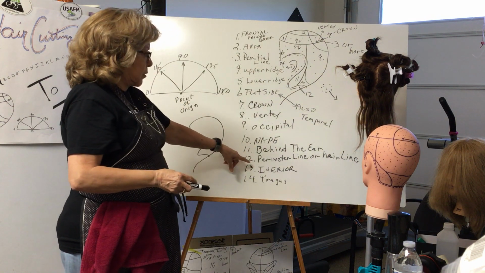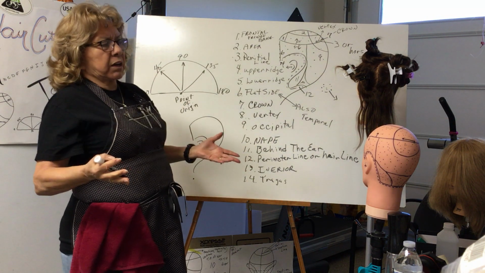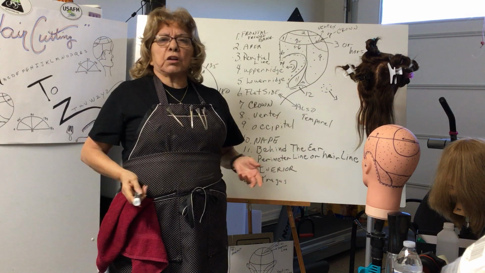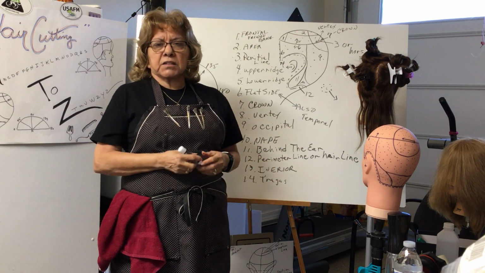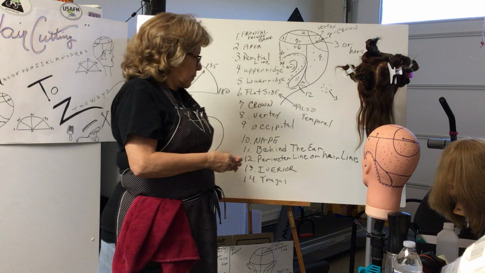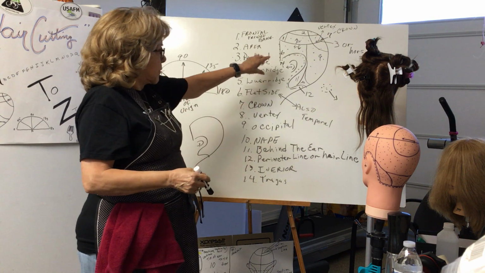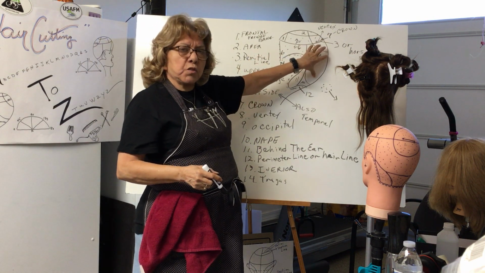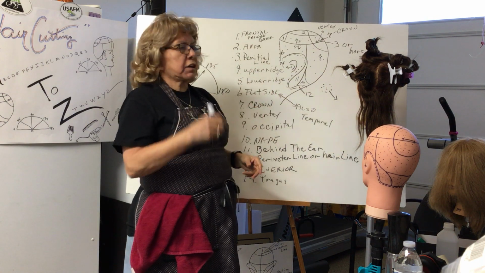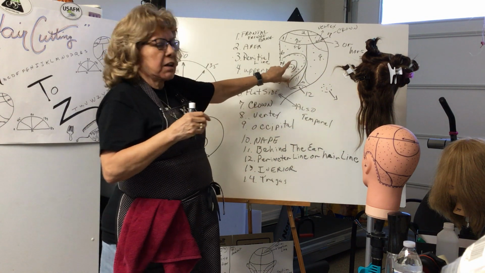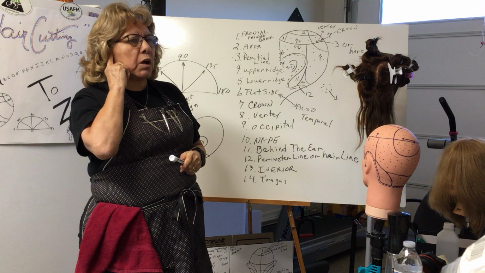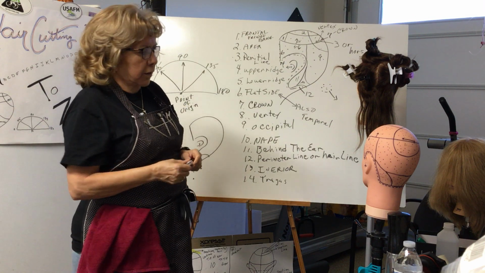Okay, and then we have the perimeter line, which is recognized as the hairline. We call it the perimeter line, but it's recognized as the hairline. The rest, the interior, that's how much hair you have, what is in the interior, and of course the tragus. It's a point of measure, but also a lot of nerve endings right there.